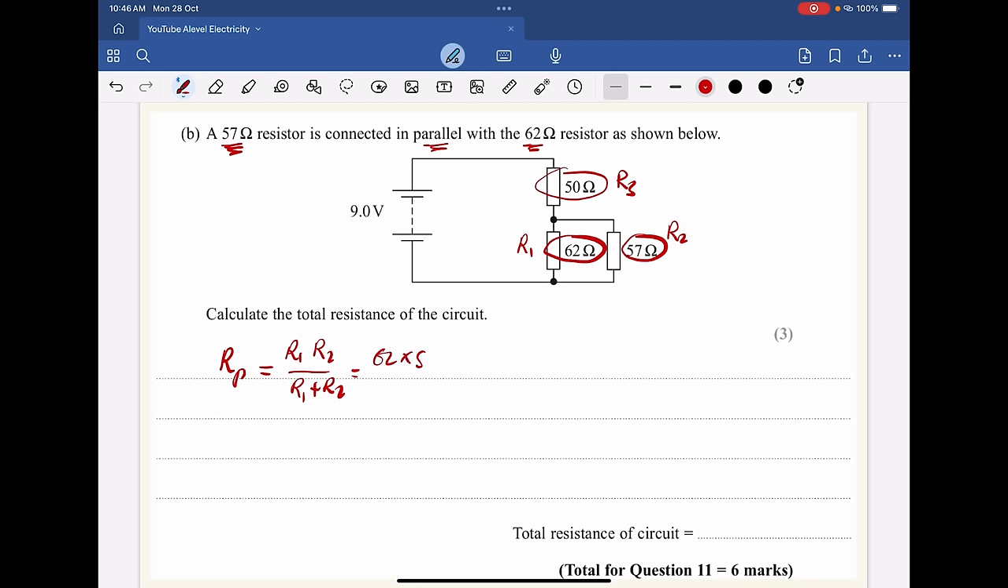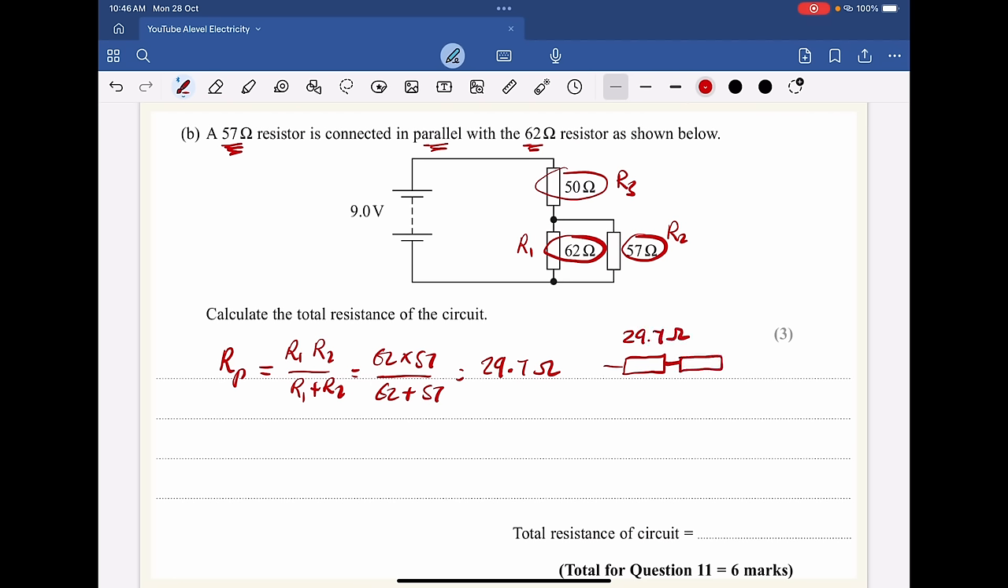62 times 57 divided by 62 plus 57. Definitely the answer for these two resistors connected in parallel must be less than the least, less than 57. Use your calculator. The answer is 29.7 ohms. So these two resistors are equivalent to a resistor which is 29.7 ohm.